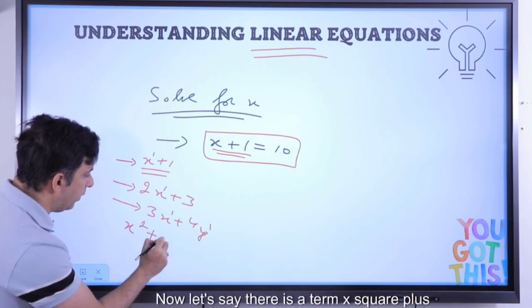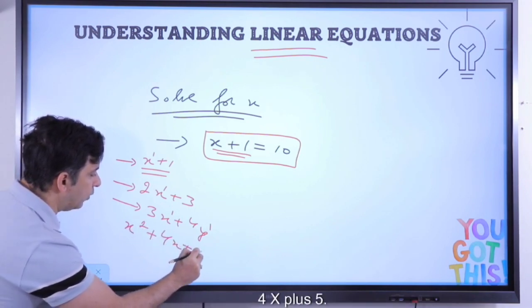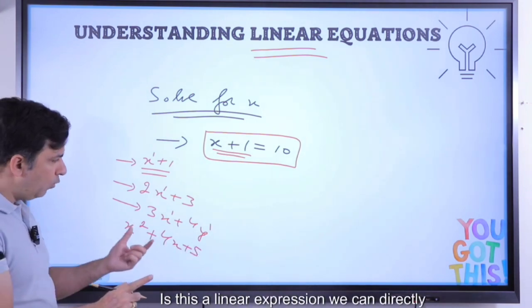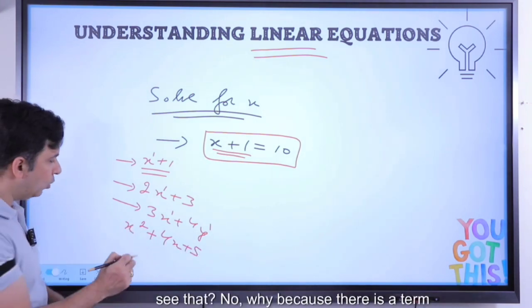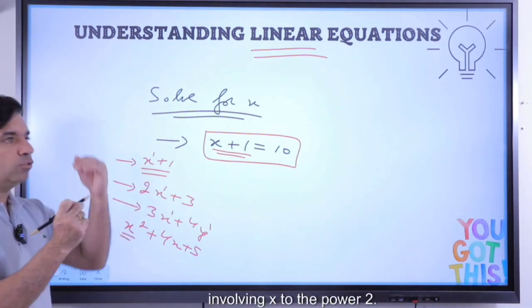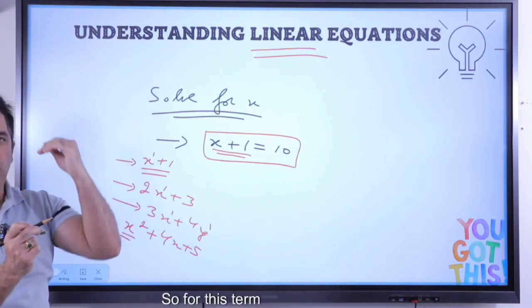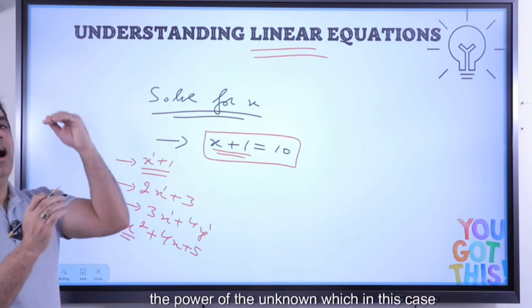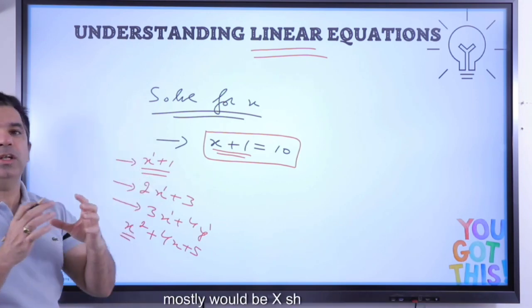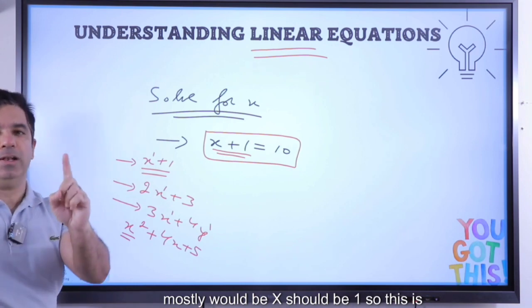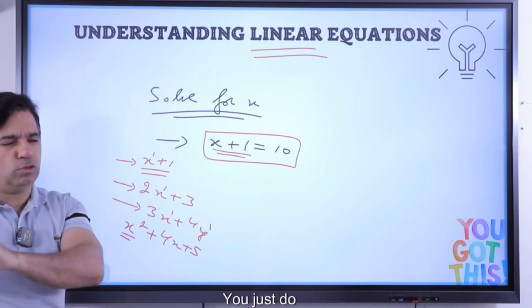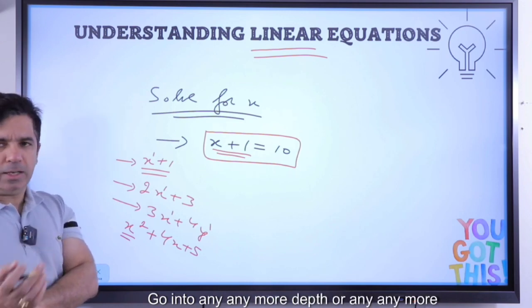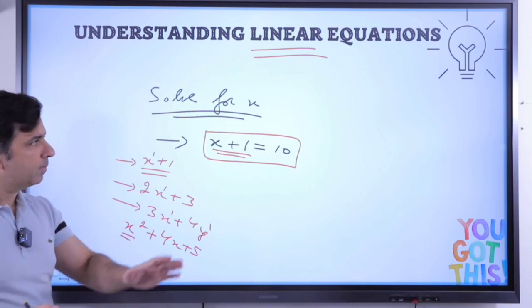Now let's say there is a term x square plus 4x plus 5. Is this a linear expression? We can directly see that no. Why? Because there is a term involving x to the power 2. So for this term to be a linear expression, the power of the unknown, which in this case mostly would be x, should be 1. So this is the basic definition. You just don't have to go into any more depth or any more understanding, because this is the understanding.